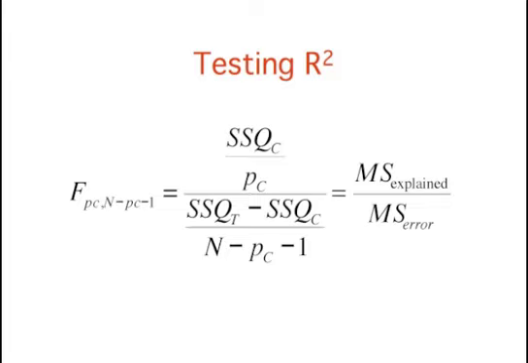This formula can be used to test the significance of r² by defining the reduced model as having no predictor variables. In this application, the sum of squares reduced and the number of predictors in the reduced model both equal 0. The formula is then simplified as shown.